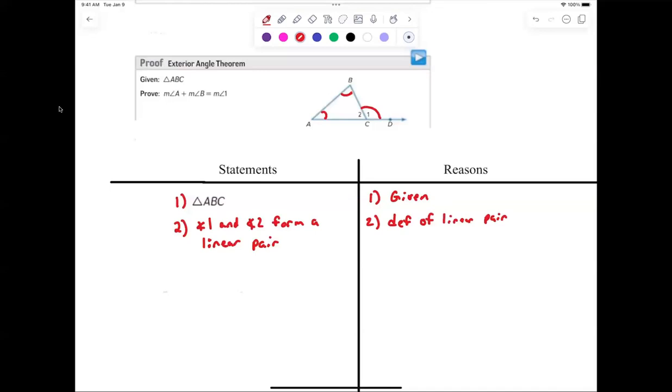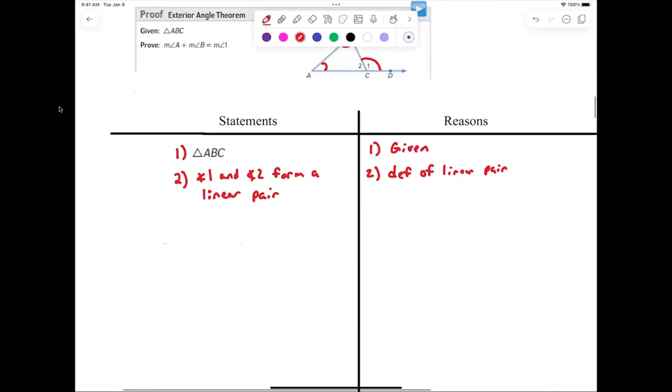Now, I think because they form a linear pair, they are automatically supplementary. If they are supplementary, then they add up to 180. So we can say that angle 1 plus angle 2 equals 180 degrees. And if you want to say that's the linear pair postulate, I'm fine with that.